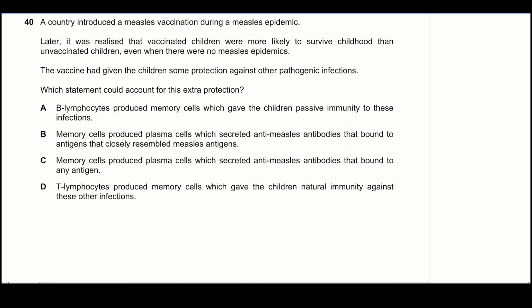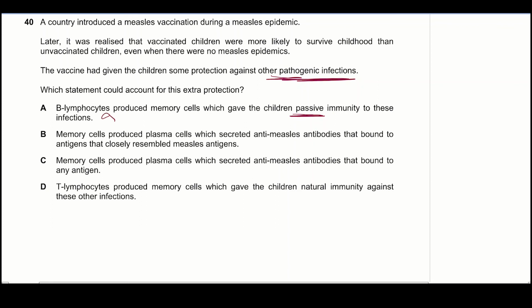They introduced a measles vaccination during a measles epidemic. Later, it was realized that vaccinated children were more likely to survive childhood than unvaccinated children, even when there were no measles epidemics. The vaccine had given the children some protection against other pathogenic infections. Which statement could account for this extra protection? A. B lymphocytes produce memory cells which gave children passive immunity to these infections. Passive immunity here is incorrect because vaccination is always going to be artificial active immunity. So this is incorrect.